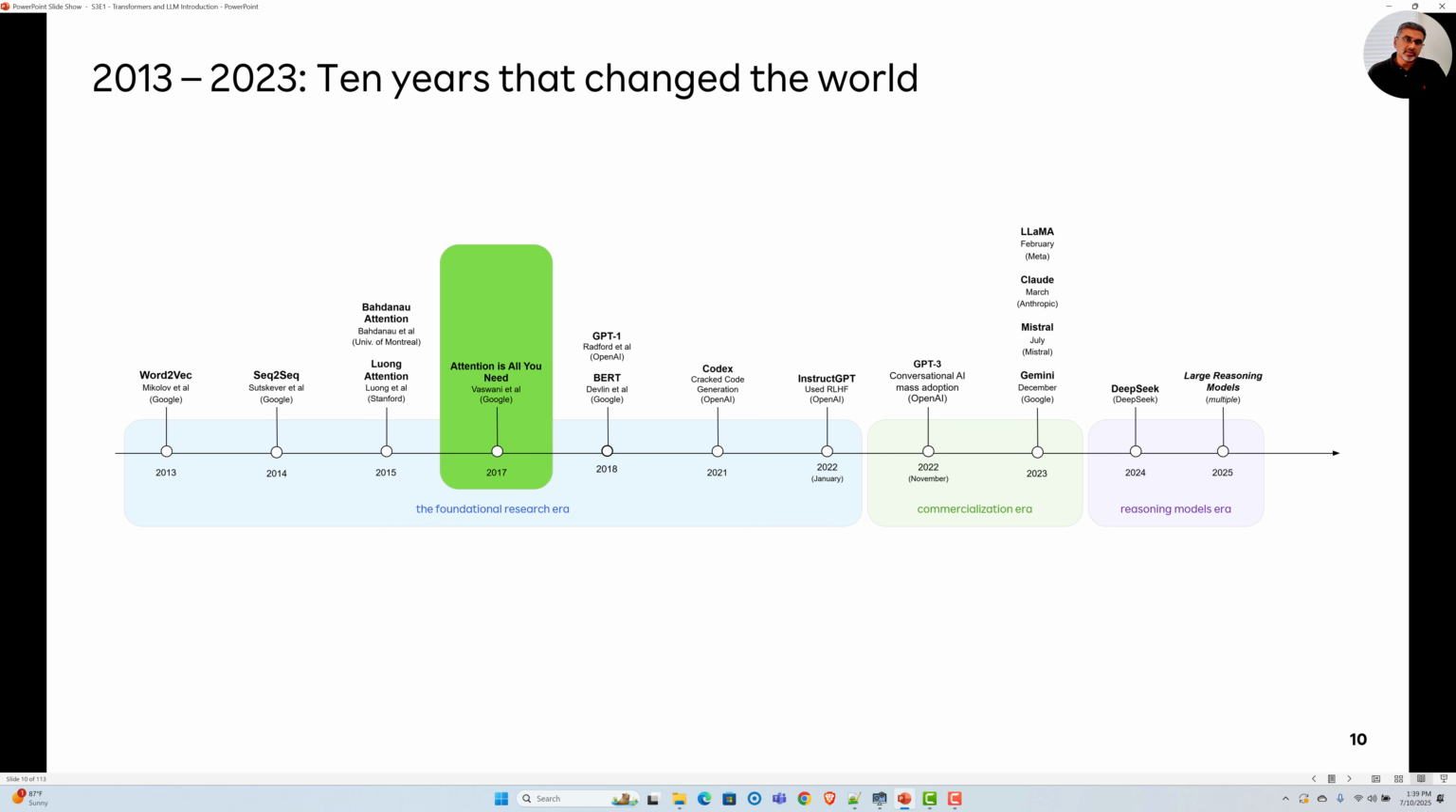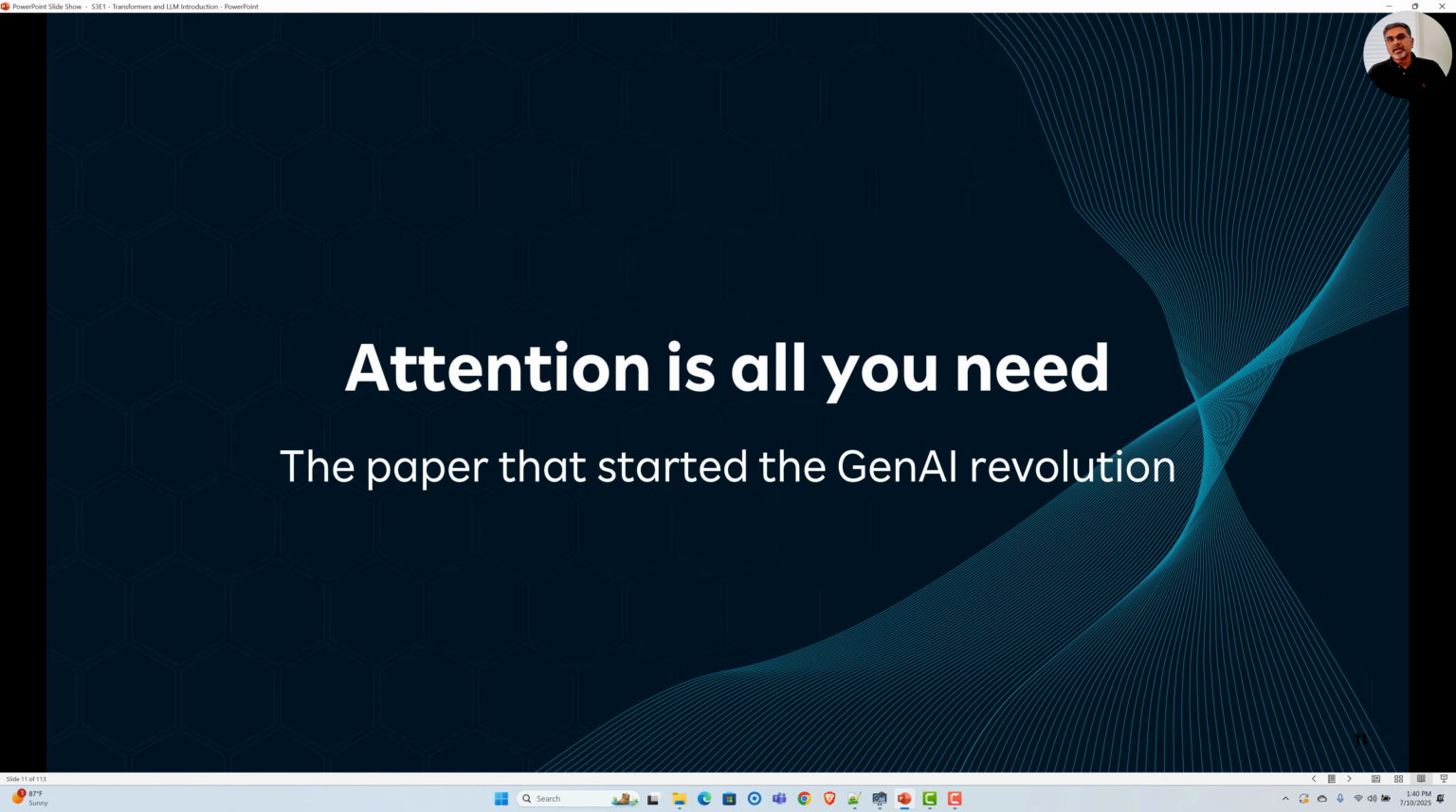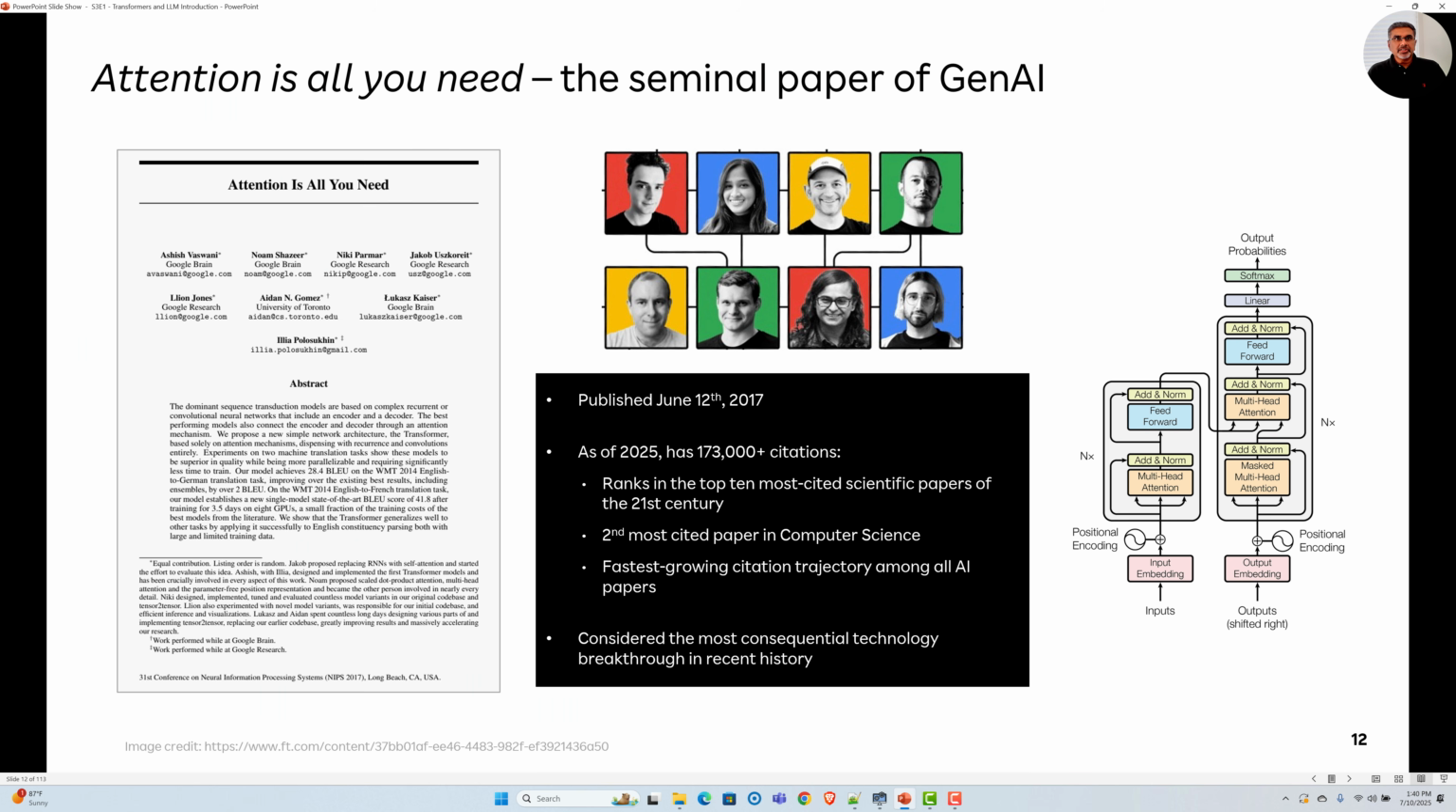Attention is all you need. The seminal paper, as I said, that transformed the industry. All right. So let's explore the ideas that are published in this paper. Attention is all you need is a paper published by 8 Google researchers in 2017. It ranks among the top 10 cited scientific papers in all areas of science in the 21st century. It's the second most cited paper in computer science, and it is also the fastest growing citation trajectory among all the AI papers that are published.